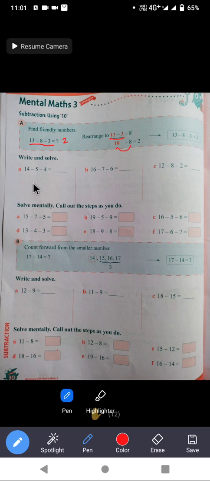Okay, so I will write 4 with 14. Then this minus 5 I will write at last. Why am I taking 4 first? Because 14 minus 4 is 10. We have to make 10 first. Okay, so 14 minus 4 is 10, then minus 5. So now 10 minus 5 is equal to 5. Okay, so this is the required answer. 14 minus 5 minus 4 is equal to 5.